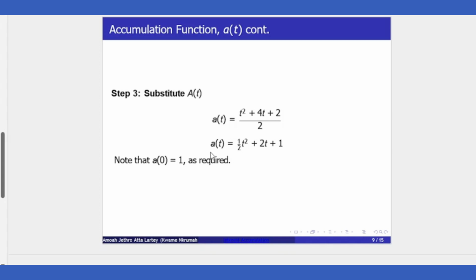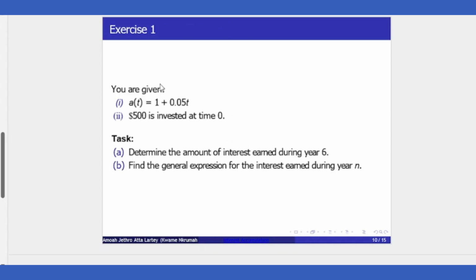For you to know that your answer is correct, you have to remember one property of the accumulation function, and that is that small a(0) is always equal to 1. The initial value of the accumulation function is always equal to 1, right? So when you substitute 0 into this, you check whether you get 1, and if you get 1, that means you are correct. Okay, so let's get into our exercises.